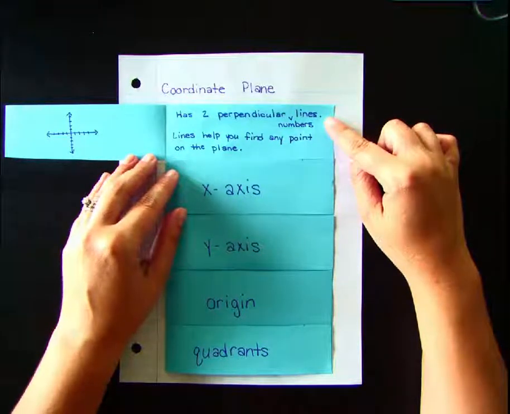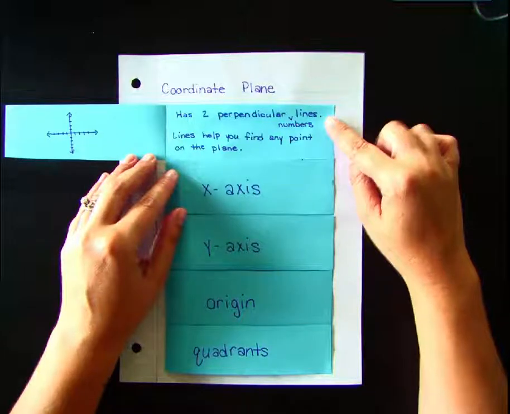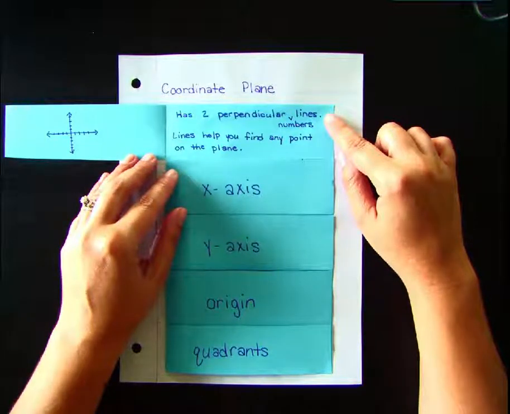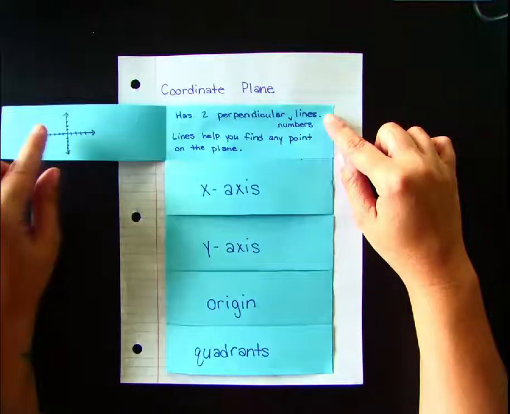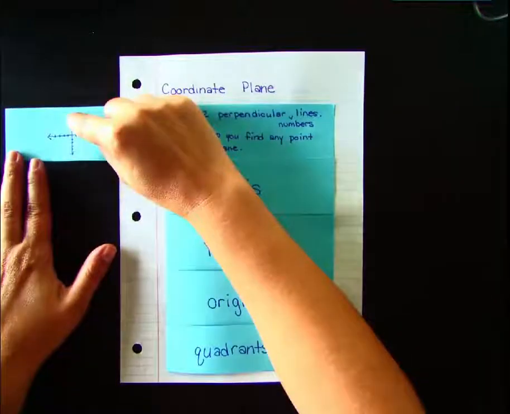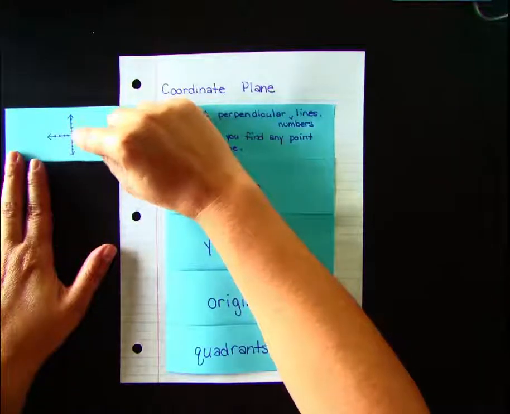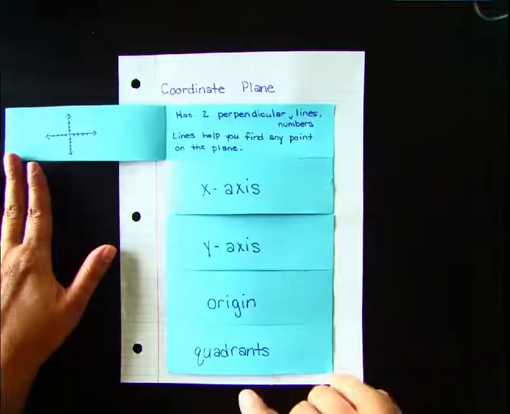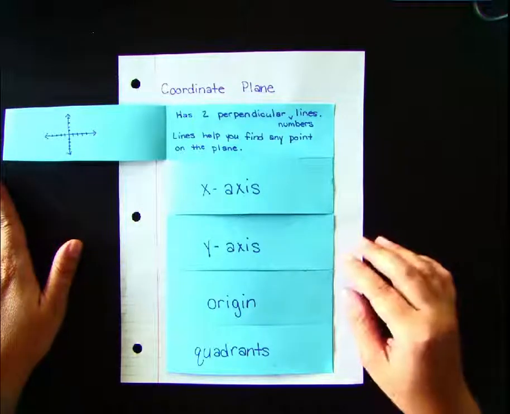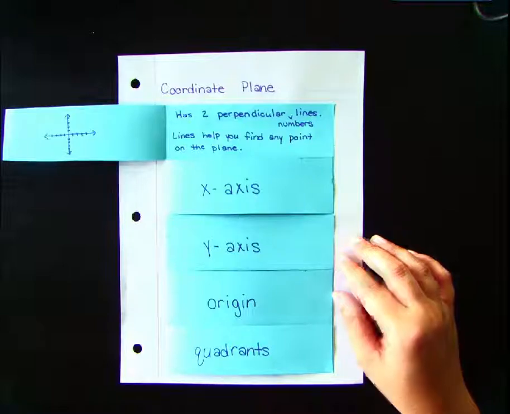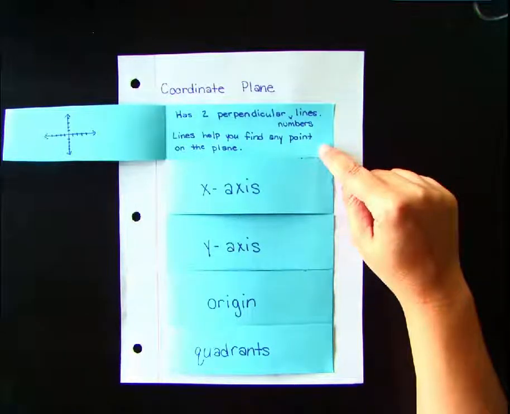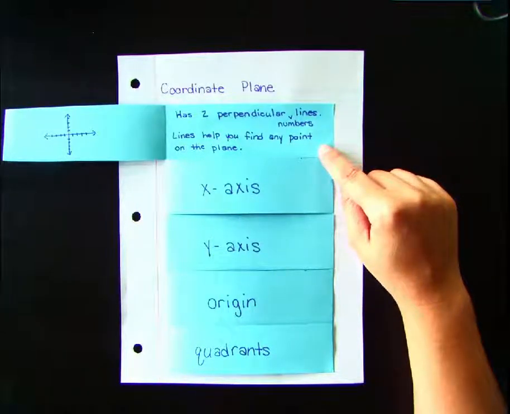Has two perpendicular number lines. Now, lines are perpendicular if when they intersect, or when they cross, they make a 90-degree angle. So if we take a look where these two intersect, all of those angles inside there are a 90-degree angle, which is like a square angle, like the edge of a piece of paper. Okay? And these lines help you find any point on the plane.